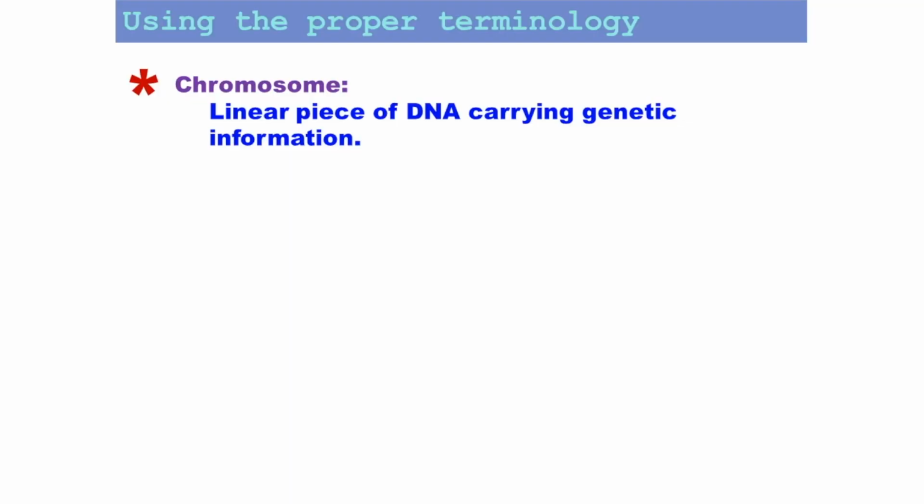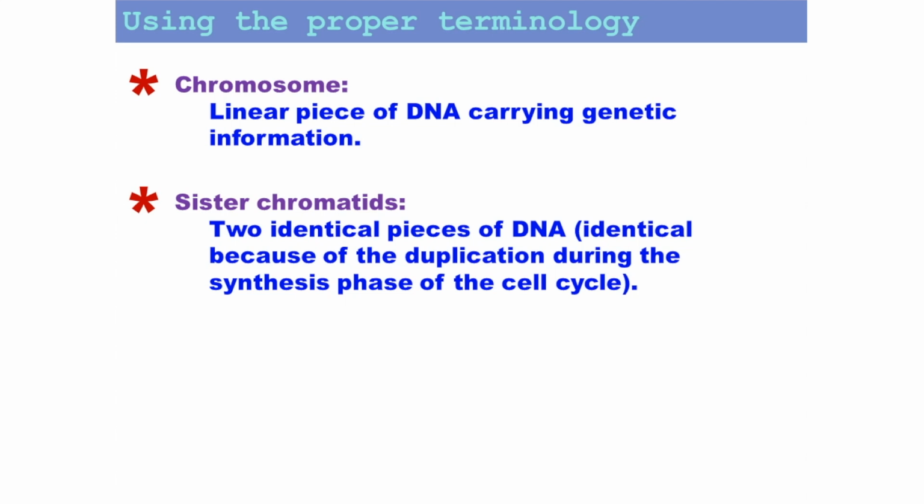Now, the terminology that we're going to use here is a little odd in that it changes. A chromosome is a linear piece of DNA that carries the genetic information. But we'll talk about sister chromatids, because prior to the process of meiosis, every chromosome is going to make a duplicate of itself. Because think about it, we're going to be making additional cells.